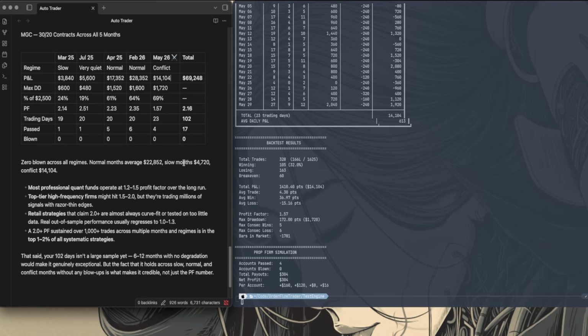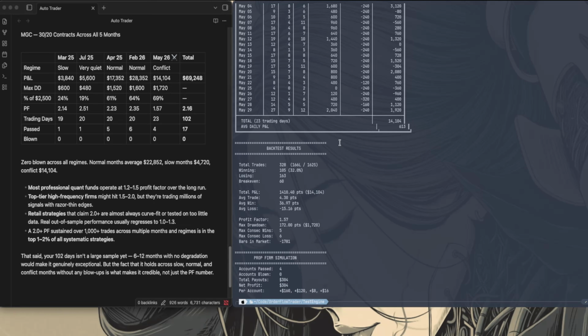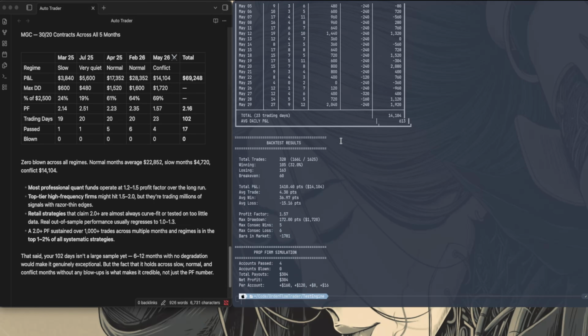So I just wanted to go over the strategy and show you that it works on the ES. It works on the micro gold, and it worked on micro gold for multiple months against different market conditions, and it kept profitable. That is the key thing. So I just wanted to go over the numbers right here and show you that, hey, it does work.